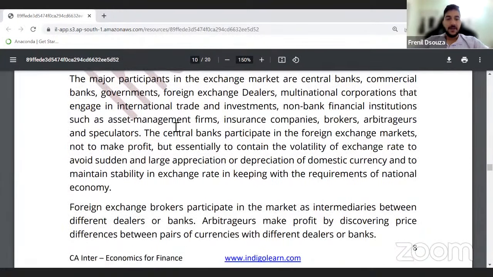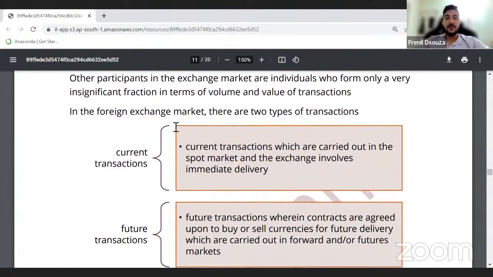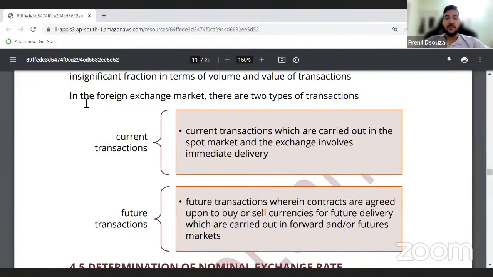Coming to the next part, I will just cover this particular part. In the foreign exchange market, there are two types of transactions. The first type of transaction is called the current transaction. Current transactions are also called spot transactions. What do you mean by a spot transaction? I want to buy something and I buy it today, and the delivery is done immediately. That is the spot market, the current transaction. The second type of transaction is called the future transaction. You know what a future transaction is?